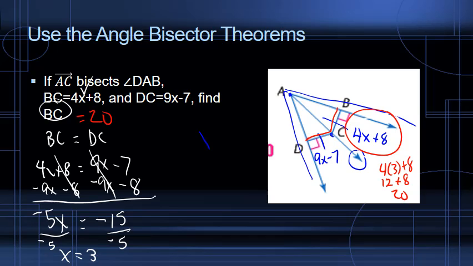Now, just for fun, let's plug in 3 for x into what we know about DC, which is 9x minus 7. So if I put 9 times 3 minus 7, well, 9 times 3 is 27 minus 7, and DC is also going to be equal to 20. And we can do this because of the angle bisector theorem and the converse of the angle bisector theorem.